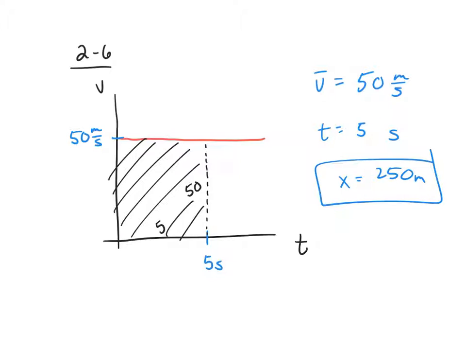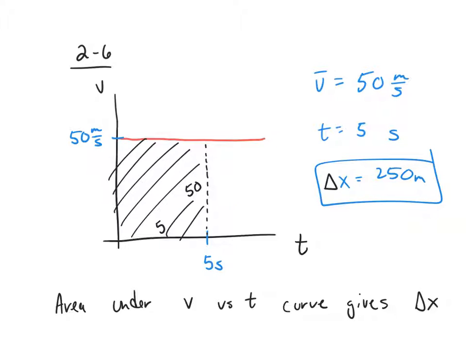Do I know where I started on that? I have no idea. All I know is that I have a given velocity to start. But I could start at the origin and then move 250. Or I could start 10 meters past the origin and move up to 260. But my change is what's happening. So really, what I'm getting here is my displacement, my change in position. So what I'm recognizing is that the area under a V versus T curve gives change in position.